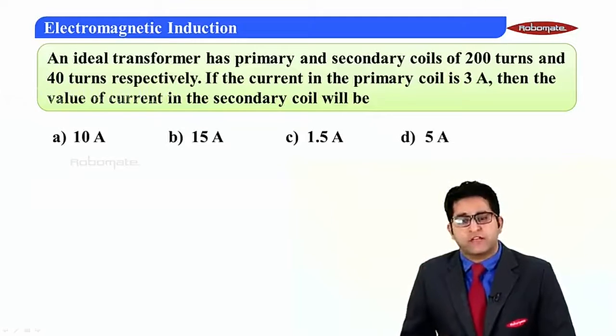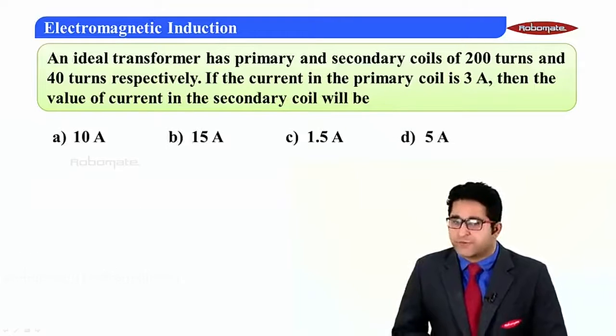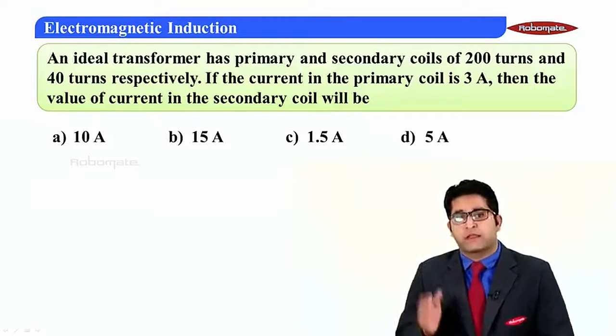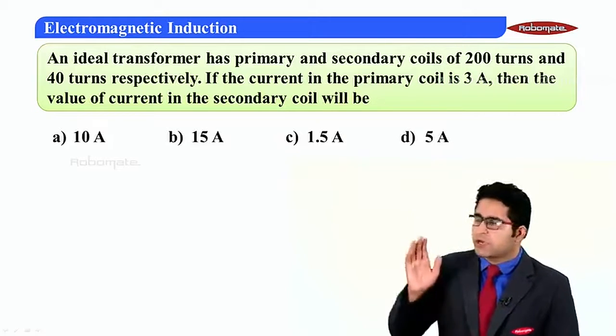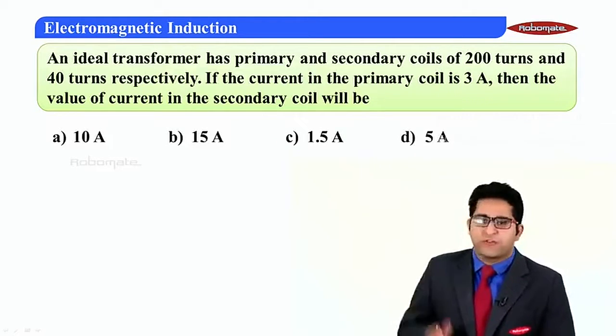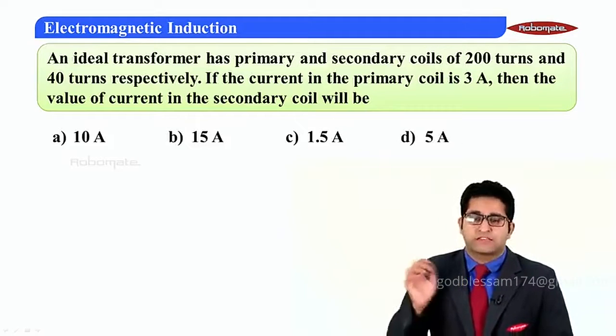It says an ideal transformer has primary and secondary coils of 200 turns and 40 turns respectively. If the current in primary coil is 3 ampere, then the value of current in the secondary coil will be, and the options are option A 10 ampere, option B 15 ampere, option C 1.5 ampere, and last option is 5 ampere. Now let us analyze this.